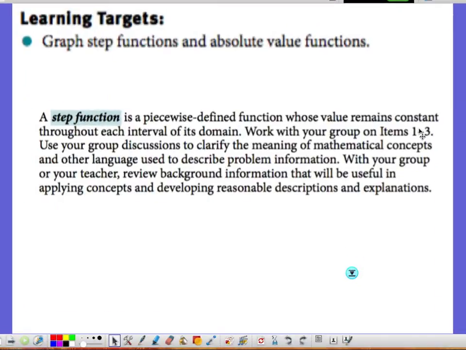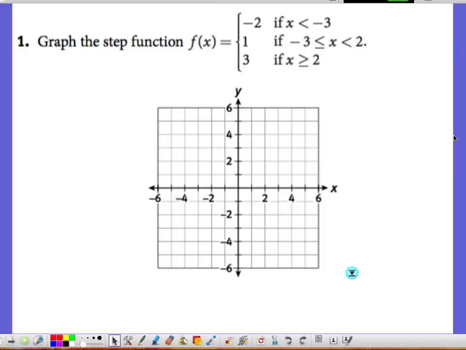A step function is a piecewise defined function whose value remains constant throughout each interval of its domain. Work with your group on items 1 through 3. Use your group discussions to clarify the meaning of mathematical concepts and other language used to describe problem information. With your group or your teacher, review background information that will be useful in applying concepts and developing reasonable descriptions and explanations.